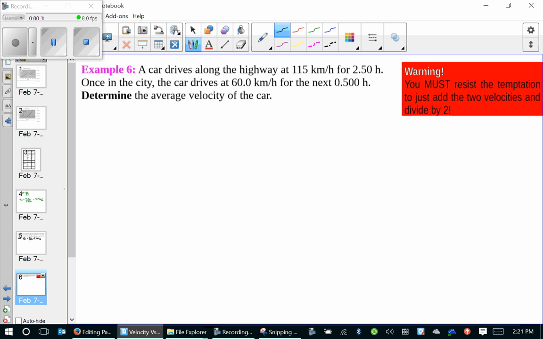Okay, so a lot of times what kids will think they have to do is just add the two velocities and divide by 2. That will get your average. But no, because this one you spent a lot more time going this speed than that slower speed. So we're actually going to have to calculate the displacement over both times and then the total amount of time. So let's look at part 1.